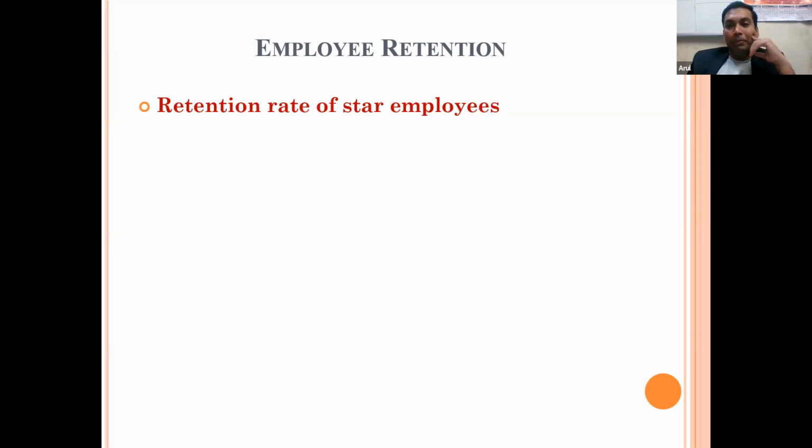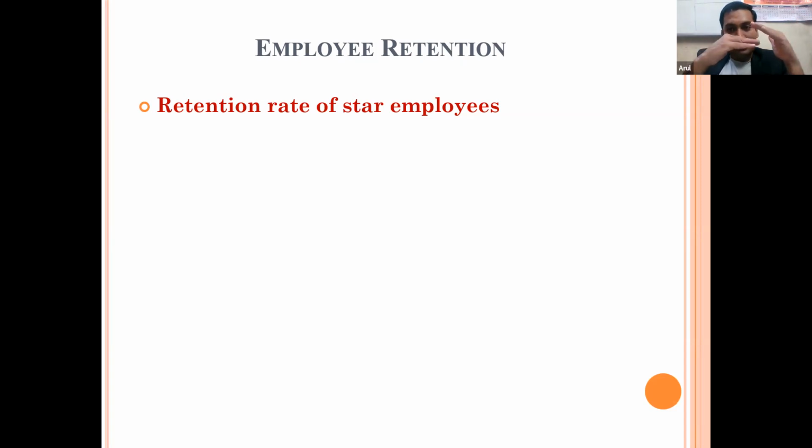When you take the employees in each and every organization, not all of them are star performers. Some employees are great employees, some are good employees, some are mediocre employees, some are poor employees. So when you calculate the employee retention, for example, I'm telling you your retention percentage is 80%. Out of 80%, 60% are poor employees. So there is no use of retention. I hope you got the logic.